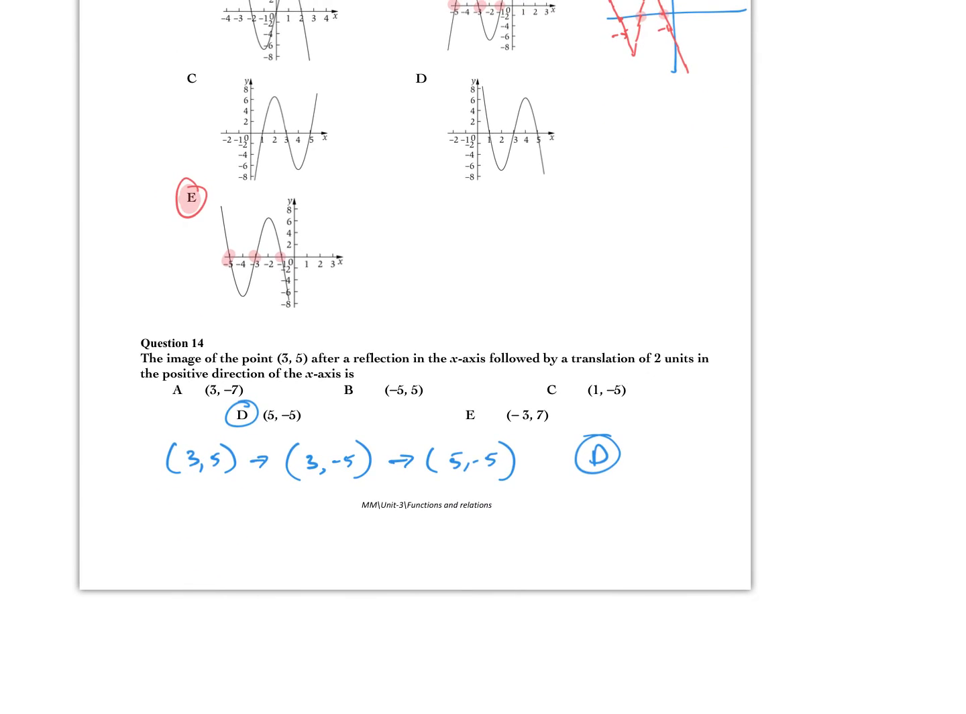Question 14, similar to one we've had earlier. The point (3, 5) undergoes a reflection in the x-axis. Reflection in the x-axis means the y value changes sign, so that becomes (3, -5). Then 2 units in the positive direction, which means I add 2 to x, gives me the point (5, -5), which is D.